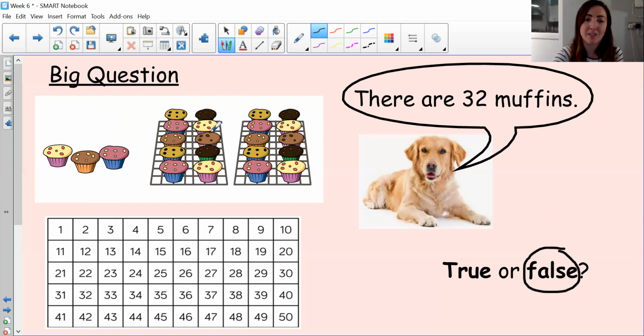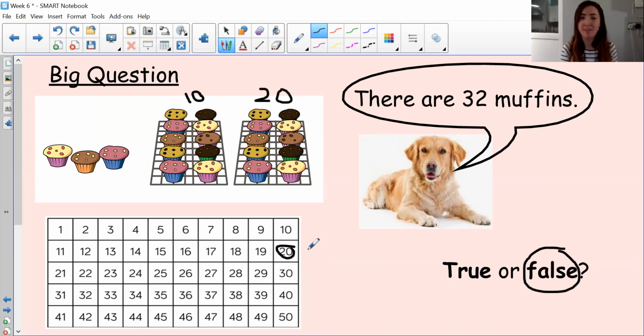So if we look at this tray, there are 10. And then 10 more is, well done if you said 20. And we've got our section of 100 square here as well. Remember that if we're counting in tens, we're looking down this last column. So we've got 10, 20, and then if we count on from 20, what's the next number?